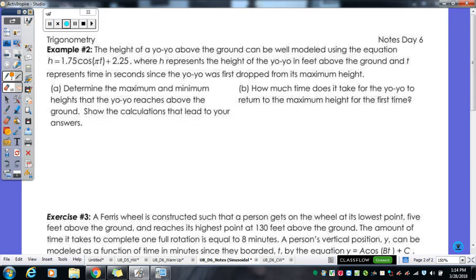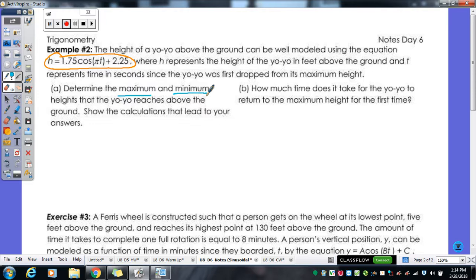So these examples on the back, you don't have to sketch graphs for them. Sometimes you do, like we did on the last one. Sometimes you don't. So here, example 2, the height of a yo-yo above the ground can be well modeled using the equation given here, where h represents the height of the yo-yo in feet above the ground and t represents time in seconds since the yo-yo was first dropped from its maximum height.